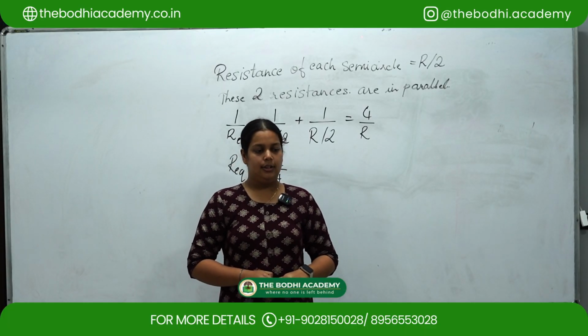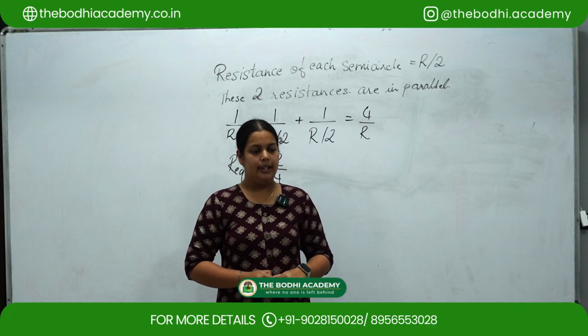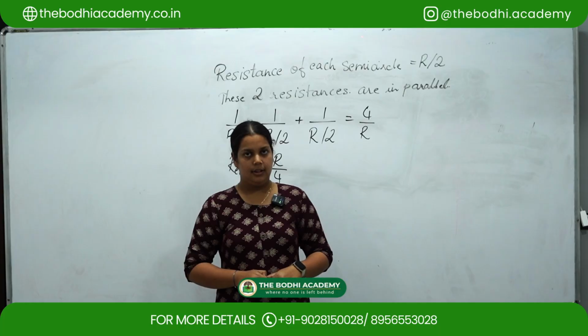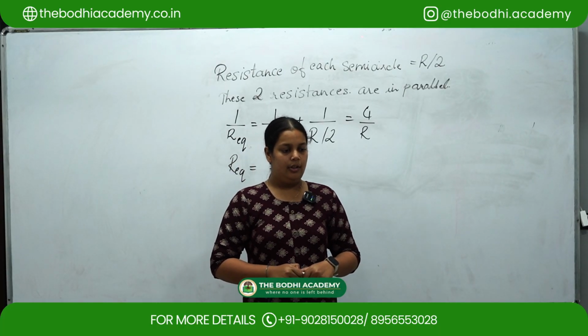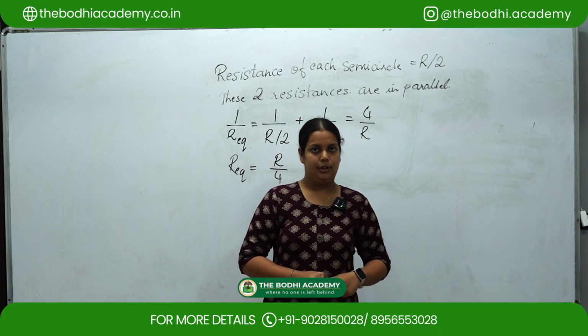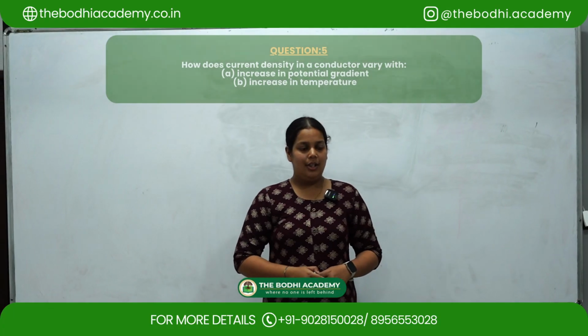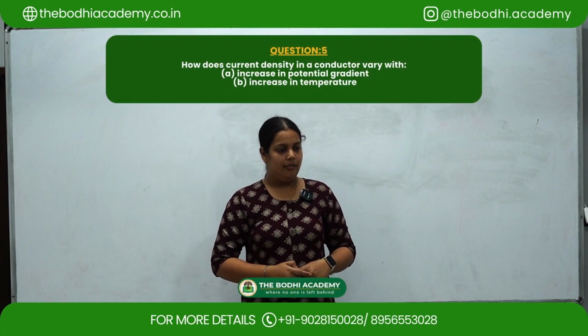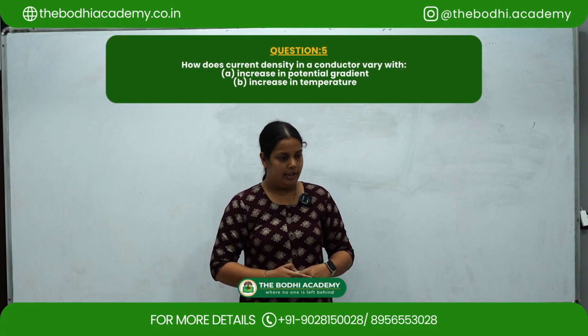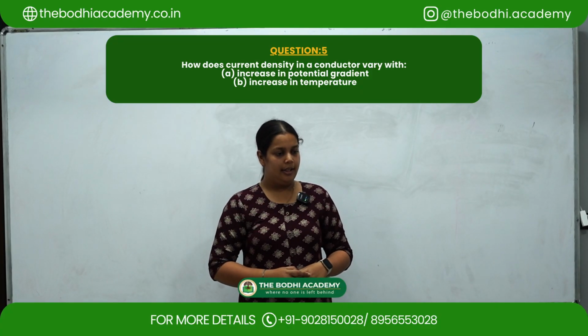Since the resistance of pure metal increases with temperature, the equivalent resistance across L and M will also increase with rising temperature. How does current density in a conductor vary with increase in potential gradient and increase in temperature?